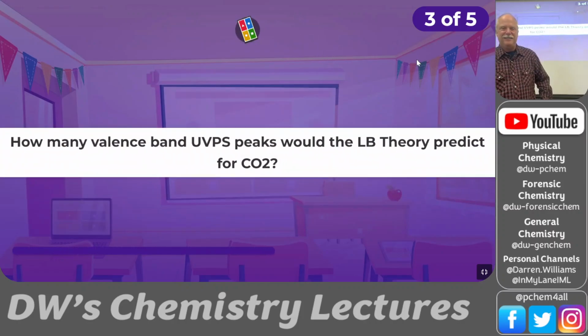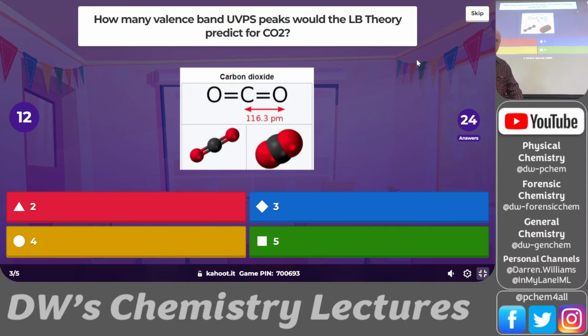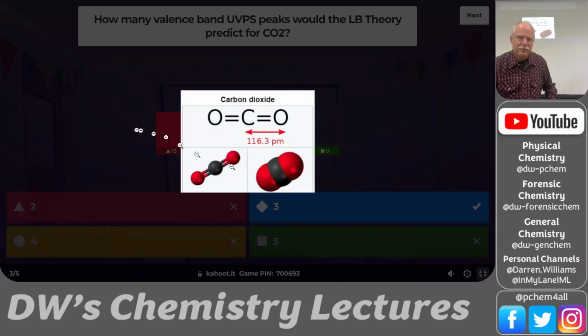All right, so let's see. How many valence band UVPS peaks would be for CO2? Fast thumbs. I only give you 10 seconds on this one. Or no, I guess I did 20. There you go. Good job. Well, about 50-50, actually. Not so good. Okay, let's look at that video. Yeah, it's a 50-50 split.